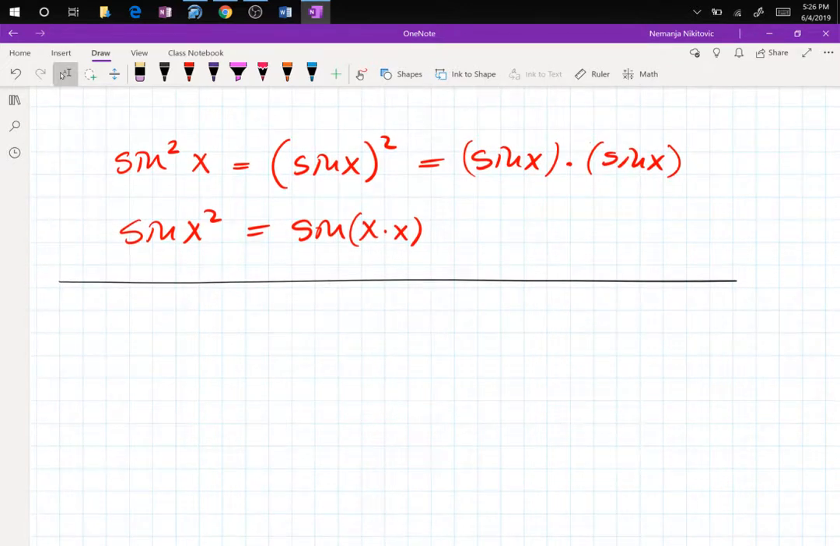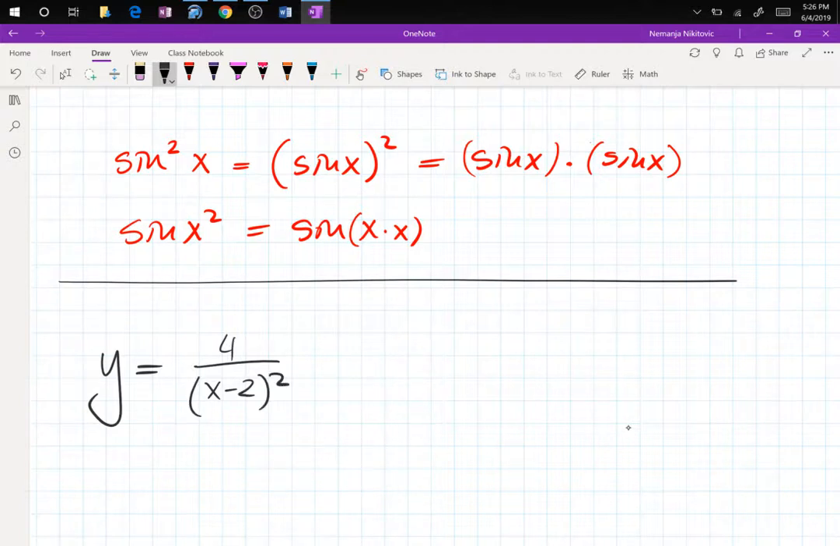All right, one more and we are done. So say you have y equals 4 over x minus 2 squared plus x. Now that's evil, but we can still deal with it. This is excessive already.